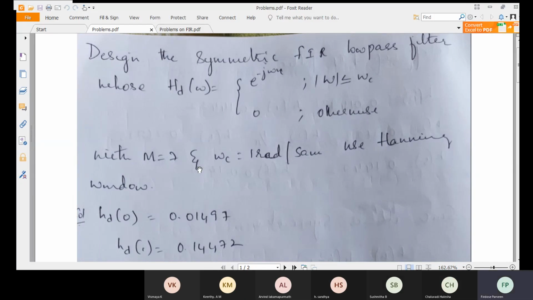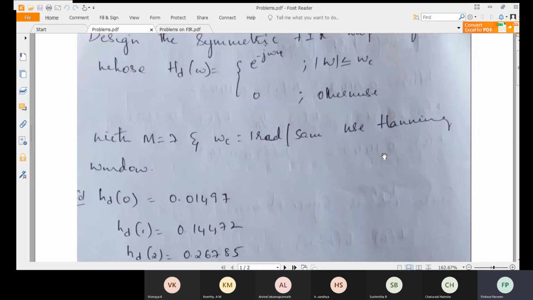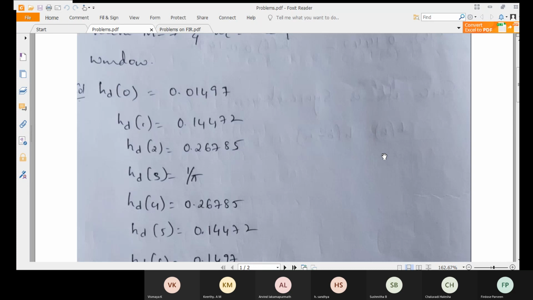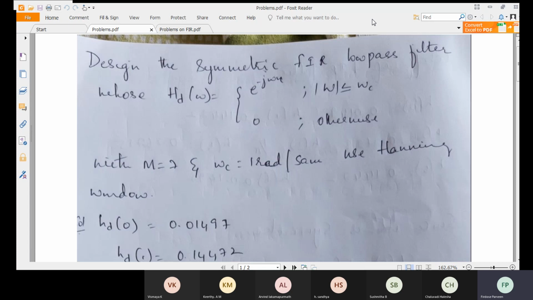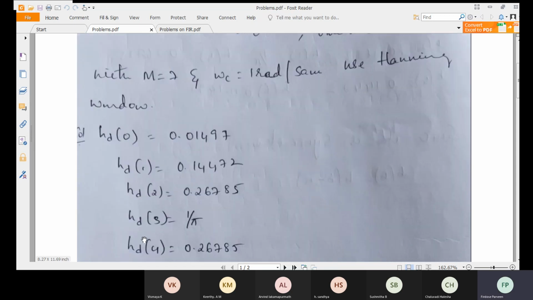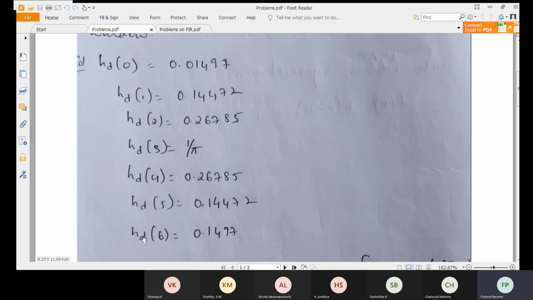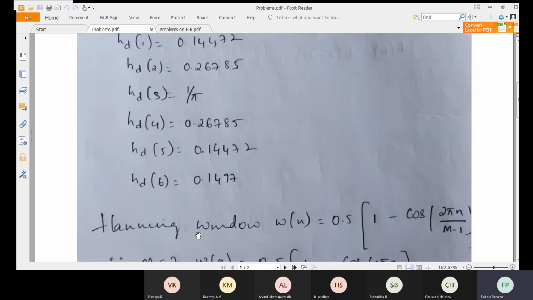m is equal to 7 and omega c is equal to 1 radians per sample, use Hanning window. So the previous problem we have done, same problem it is, e to the power of minus j omega tau. From that we have found out hd of 0, hd of 1, hd of 2, hd of 3, hd of 4, hd of 5 and hd of 6. Last class problem. Till here it will be the same thing. There in the previous problem it was rectangular window. Here it is Hanning window.